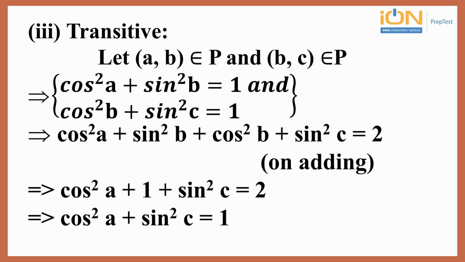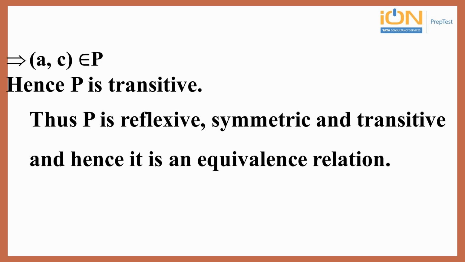sine square C equal to 2, and that gives us cos square A plus 1 plus sine square C is equal to 2, which gives me cos square A plus sine square C is equal to 1, which in turn tells us that (A, C) belongs to P. Hence, the relation P is transitive as well.